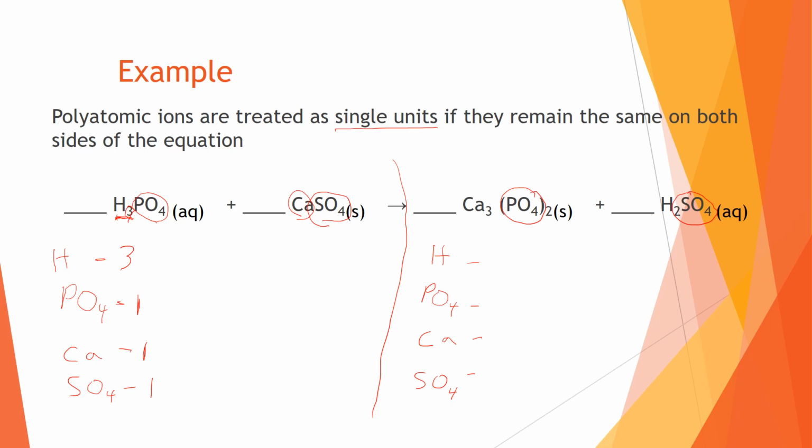On this side, two hydrogens, excuse me, one SO4, three calciums, and now I have a 2 here. The PO4 has brackets around it, so that 2 applies to everything inside the PO4. So there are 2 PO4s. Okay, so now I have to get to balancing.